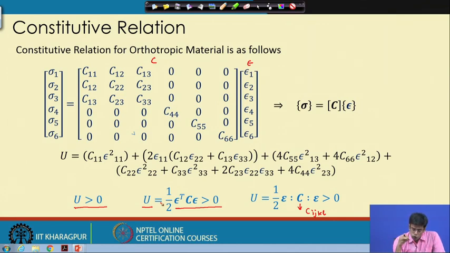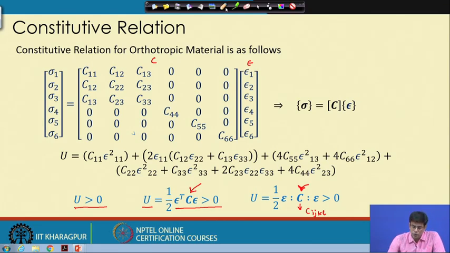Now, to have this condition satisfied for any strain, this finally leads to the C matrix having to be a positive definite matrix. Unless this matrix is positive definite, this quantity cannot be greater than 0 for any epsilon. Unless C is a positive definite matrix, for any epsilon this quantity cannot be greater than 0.